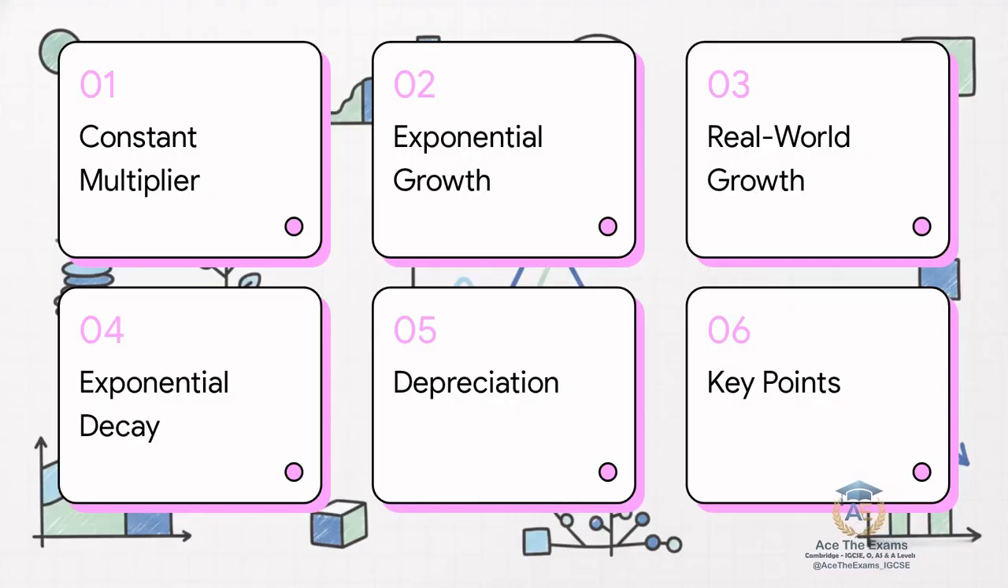Okay, let's take a quick look at our roadmap for today's strategy session. First, we'll unpack the constant multiplier concept. Then we move into calculating exponential growth, followed by real-world growth scenarios. After that, we'll flip it around and look at calculating exponential decay, see depreciation in action, and finally wrap it all up with a key points summary. Let's see exactly how a single variable dictates whether a value absolutely skyrockets or just slowly fades away.